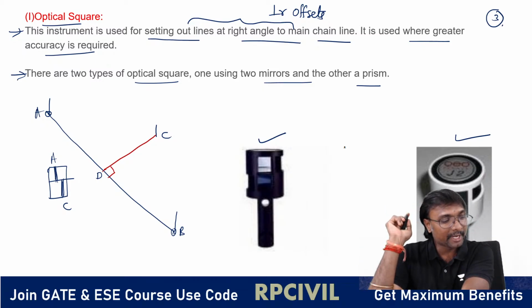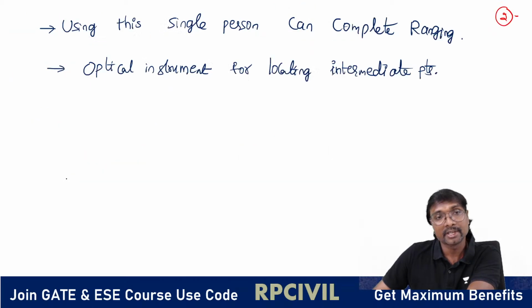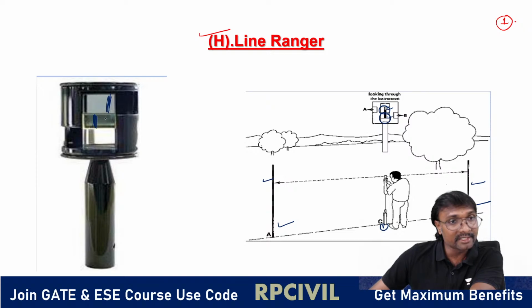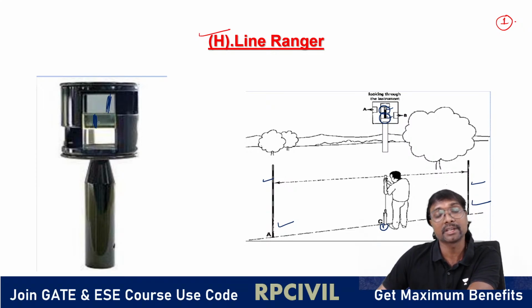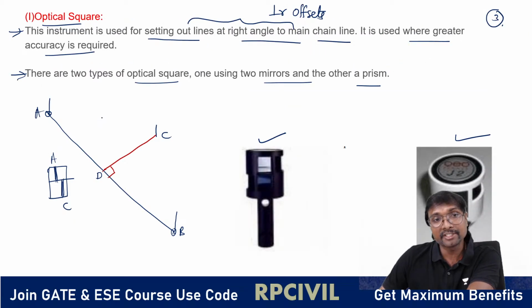Line ranger and this optical square: in this optical square, the ranging rods are at 90 degrees in the field, but they show 180 degrees in the optics. But in the line ranger, in the field they are 180 degrees, and on the digital display also they show 180 degree inclination only, and they are coinciding. Is the difference clear to all of you?